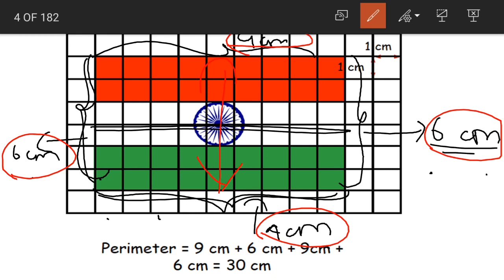What did we learn about the perimeter? It is the boundary. This total length is called our perimeter. So to find out the total, what will we do? We will add. Yes, we should add the sides, add the lengths of the given sides.